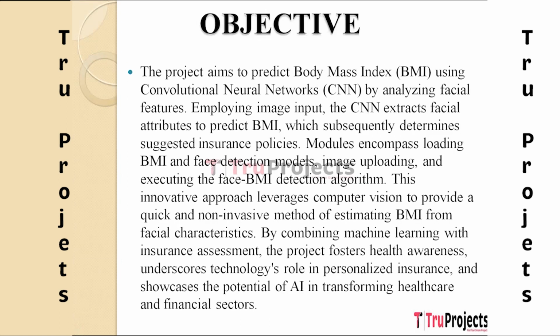Objective. The project uses face feature analysis to predict body mass index (BMI) using convolutional neural networks (CNN). The CNN extracts face characteristics from picture input and predicts BMI, which influences suggested insurance coverage. Modules include image uploading, running the face BMI identification algorithm, and loading BMI and face detection models. This novel method uses computer vision to offer a quick and non-invasive way to calculate BMI from facial expressions.